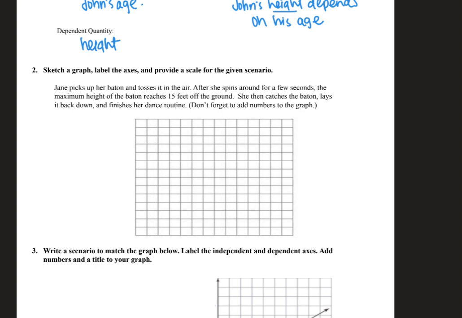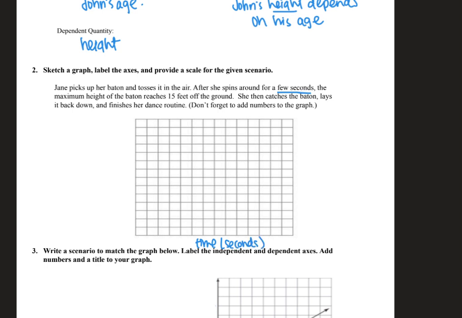All right, so in this scenario, we need to identify the independent and dependent quantity. In this particular situation, I see that time is one of the quantities since it says a few seconds, so we know that whenever we have time, that's generally going to be the independent quantity. So it's going to be time in seconds.